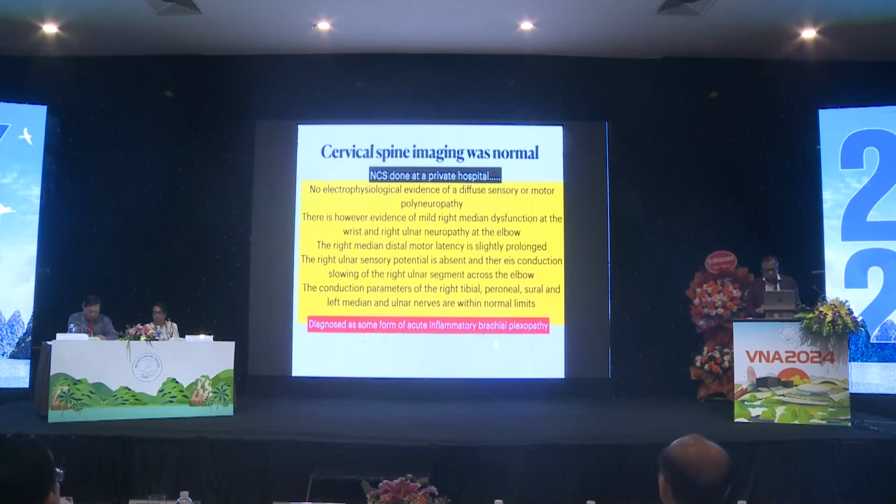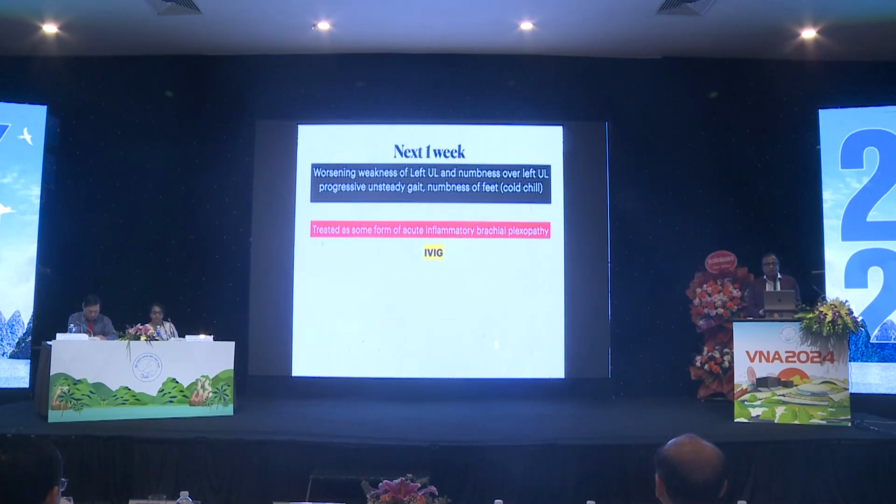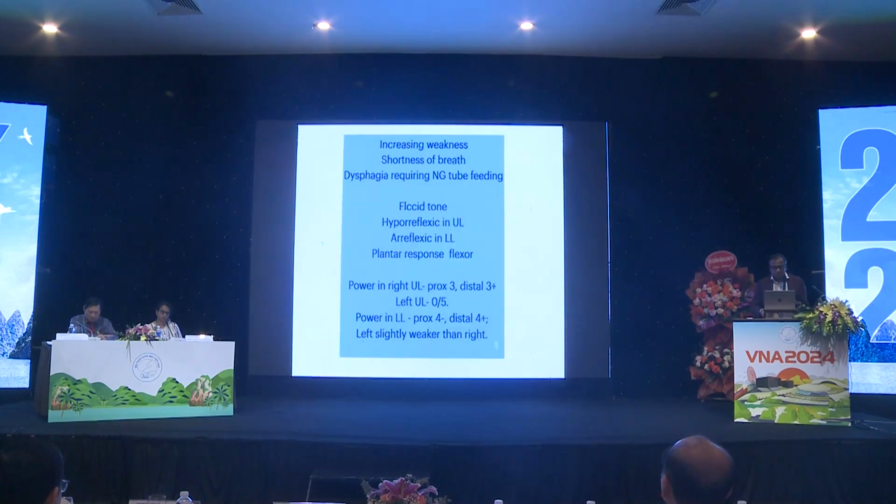But unfortunately, he continued to progress with starting to develop symptoms on the other side of the body, as well as in the lower limbs. And the left upper limb became very severely weak and numb. At this point, the doctors gave him a course of immunoglobulin. But in spite of that, over the next 2 weeks, he started developing increasing weakness. He started developing shortness of breath. He couldn't swallow. And he developed flaccid weakness in other parts of the body, but still predominantly over the left upper limb, followed by the left lower limb.